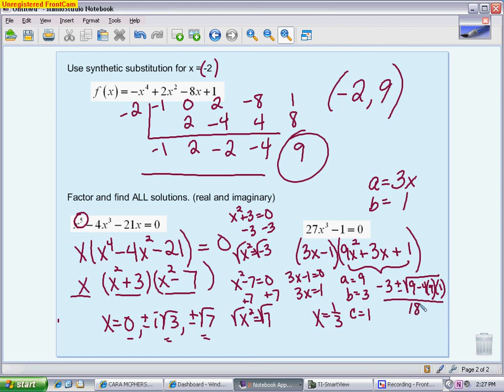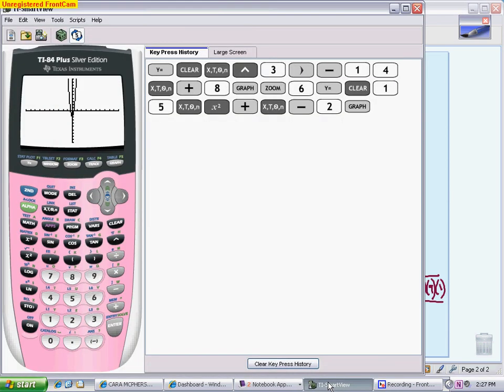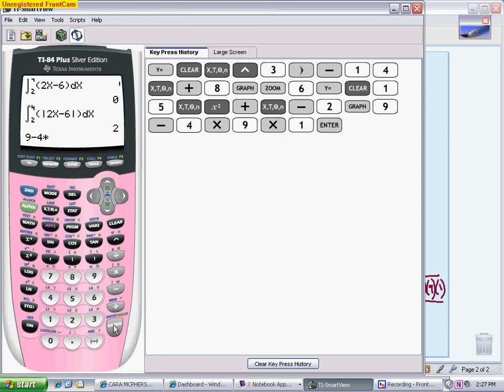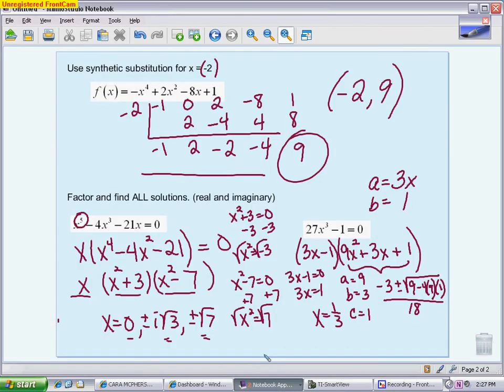I'm going to go through and simplify. I'm going to figure out what the discriminant is. So I have 9 minus 4 times 9 times 1. I actually do not need parentheses for that. So 9 minus 4 times 9 times 1. I get a discriminant of negative 27. So I have negative 3 plus or minus the square root of negative 27 over 18. I could simplify that even more and break that down into 9 times 3. So I get negative 3 plus or minus 3i radical 3 over 18.